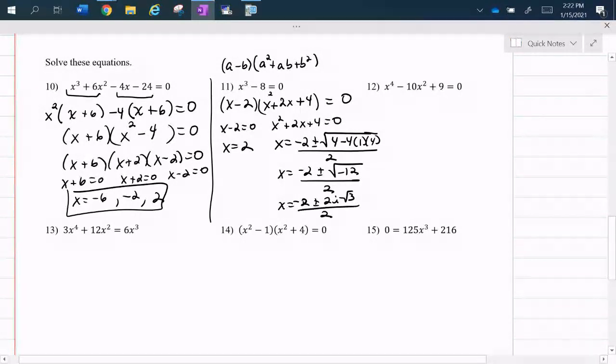And the last thing we're going to do is reduce our fraction. So 2, 2, and 2 are all divisible by 2. So I'm going to make this a 1 and make this a 1, and it's all over 1.